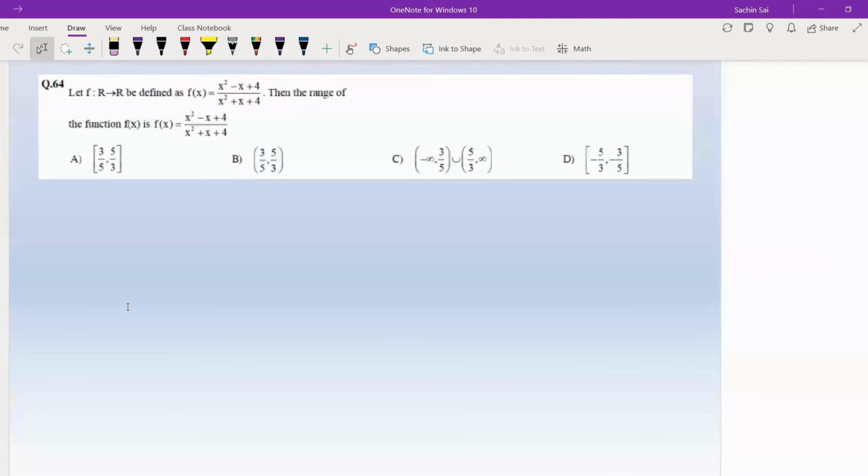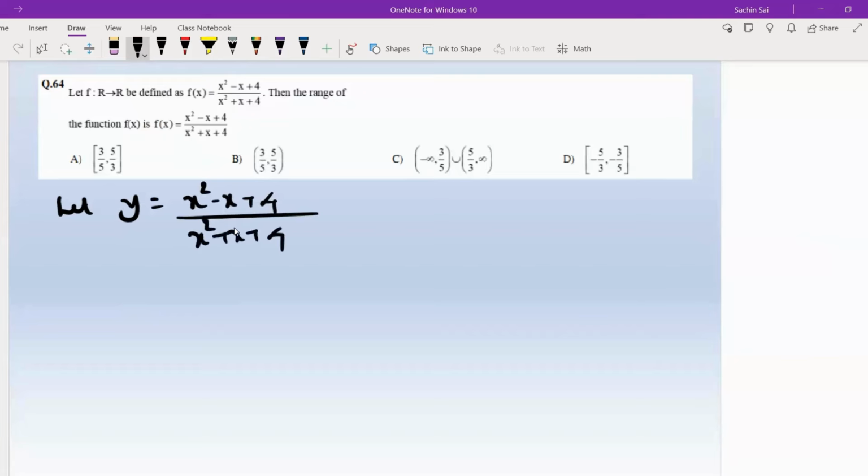Question 64. A function is given, a function of the form quadratic by quadratic, find the range of the function. So it's a very familiar problem to most of us. We've come across this many times in class 11. So how do I find the range of the function? Let y equal x square minus x plus 4 by x square plus x plus 4.